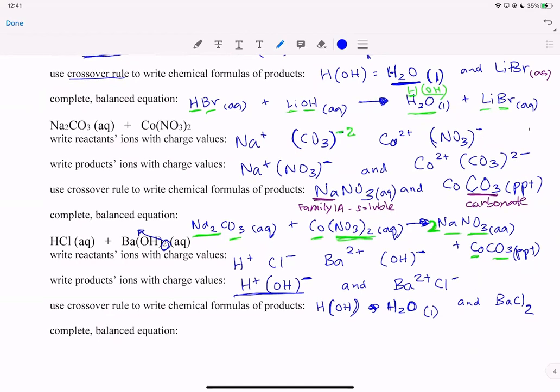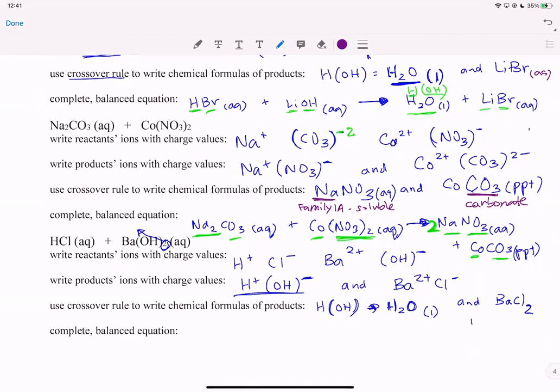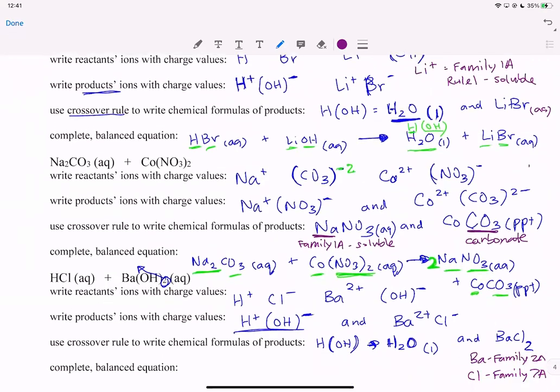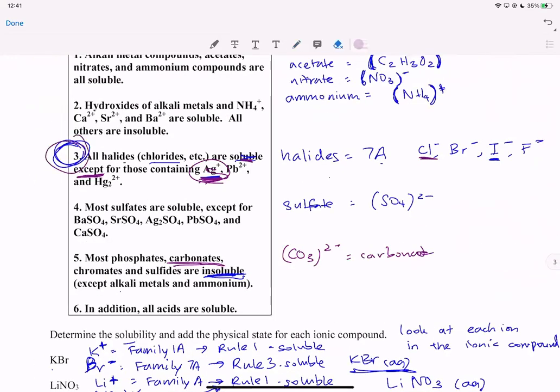So for the physical state of BaCl2, barium is in family 2A, and you don't have any rules for family 2A, but chlorine is in family 7A. And this family 7A, those are those halides. I'll show you back up here. Family 7A are those halides. That's rule 3. And it says that halides are soluble, including the chlorine. And let's read this. They're soluble with these exceptions, Ag, Pb, or Hg.